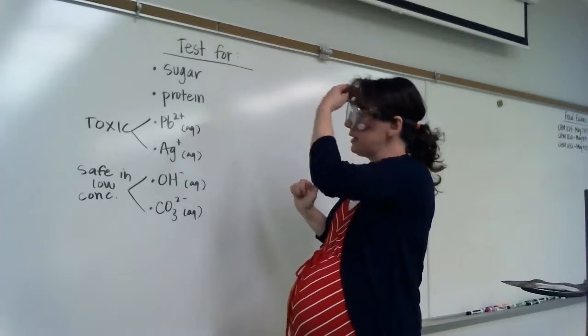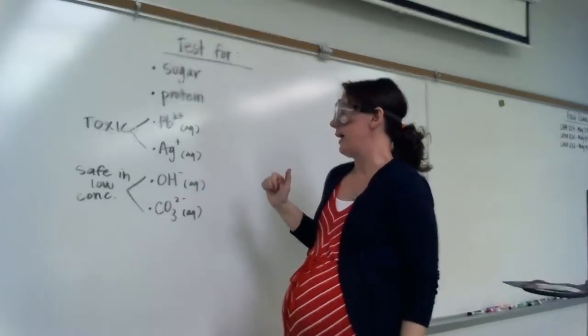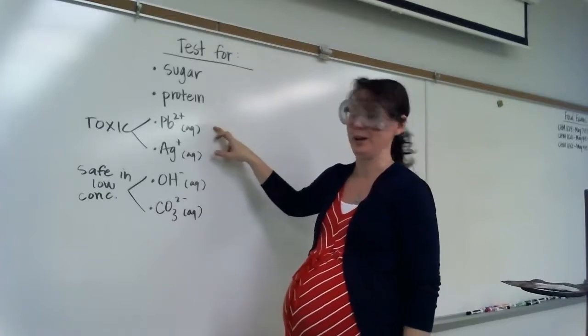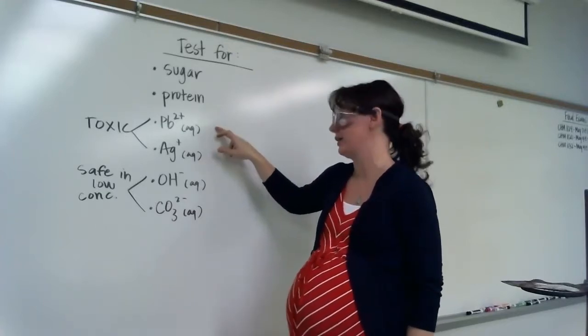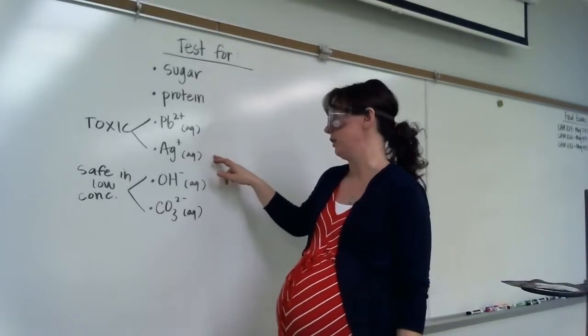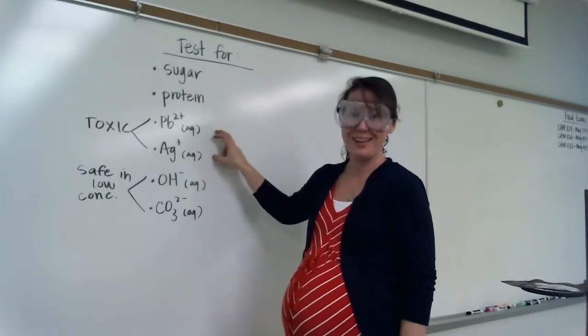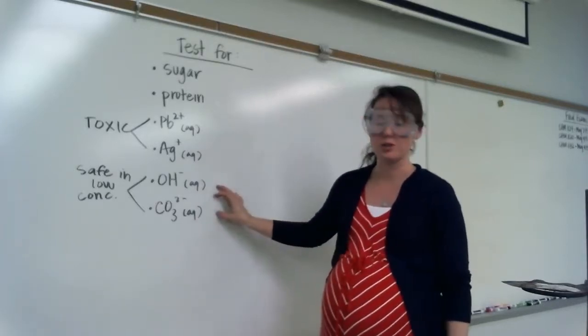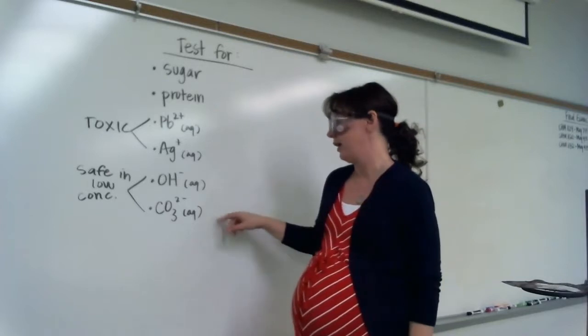And then let's test for some things that we don't want to be in our water. We definitely don't want lead ion in our water. Bad news, right? That's toxic, highly toxic. We don't want silver ion in my drainage pond there either. We need to call EPA if these come out to be positive. And then let's test for some things that are safe in a low concentration: the hydroxide ion, the carbonate ion.